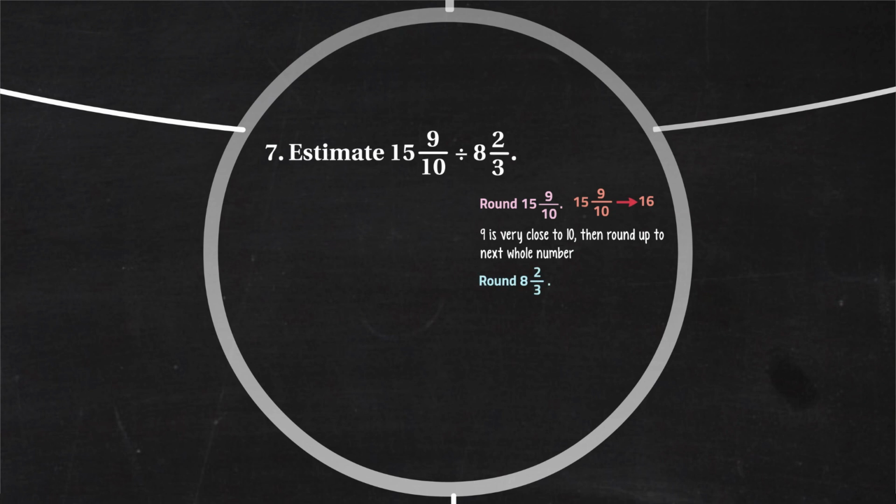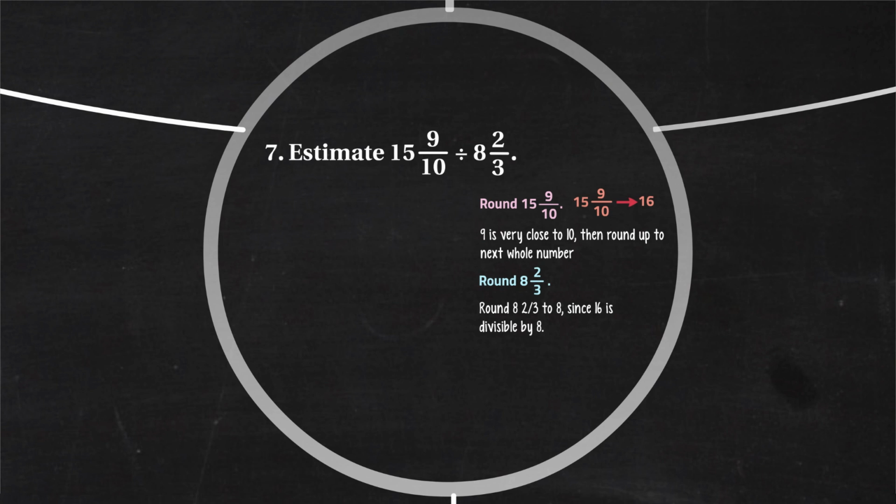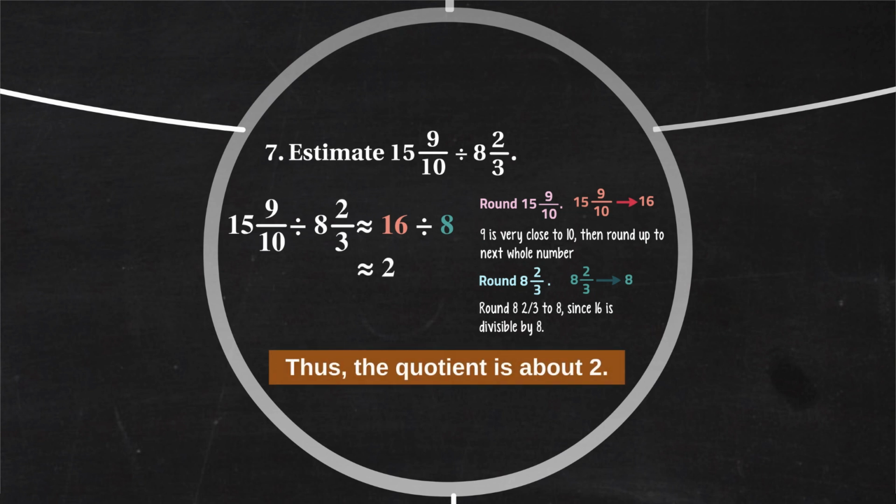Next, we will round 8 and 2/3. For this one, we will apply the concept of compatible numbers. We'll round 8 and 2/3 to 8, since 16 is divisible by 8. We can solve it mentally this way. Now 15 and 9/10 divided by 8 and 2/3 is about 16 divided by 8. And we can solve this mentally. Dividing gives us 2. Thus, the quotient is about 2.